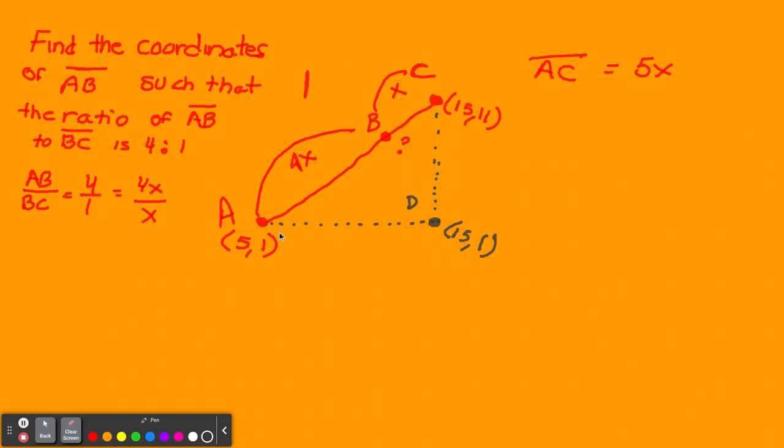We're trying to find the distance from A to D and from D to C. What are the units from A to D? Well, from 5 to 15, because that's the x. Remember, that's the x and that's the y. It's 10 units. And going up from D to C, how many units? From 1 to 11. Remember, because that's the y. It's also 10 units. So now we have our distance.